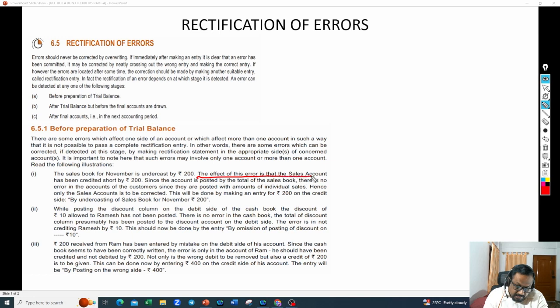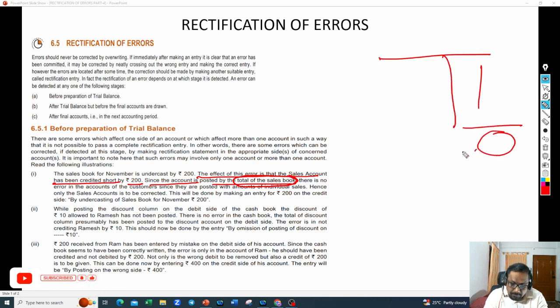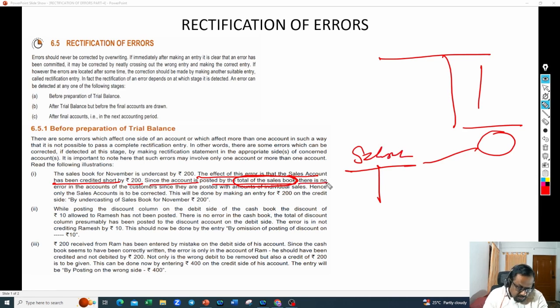So that is what he's trying to say. The effect of this error is that sales account has been credited short by 200. Since the account is posted by the total of the sales book, what did I say? The total of the sales book will be posted to sales account. There is no error in the accounts of the customers. Why? Because they are individually being posted to their respective accounts. You're getting my point? Hence, only the sales account has to be corrected.